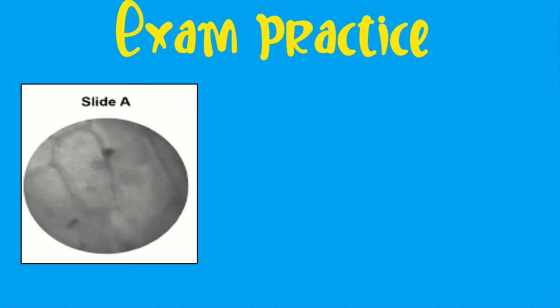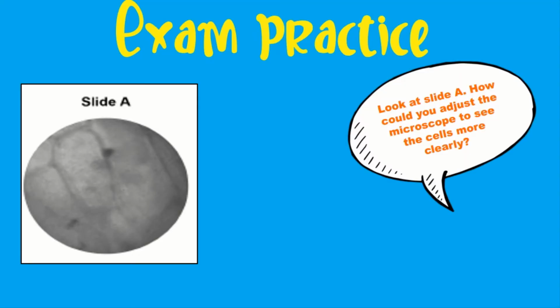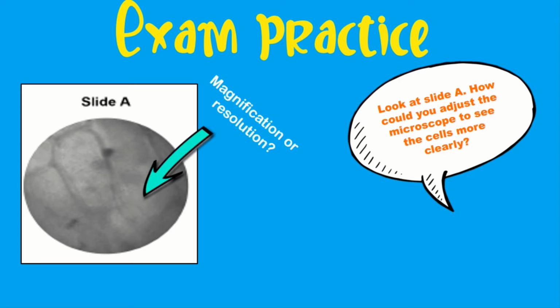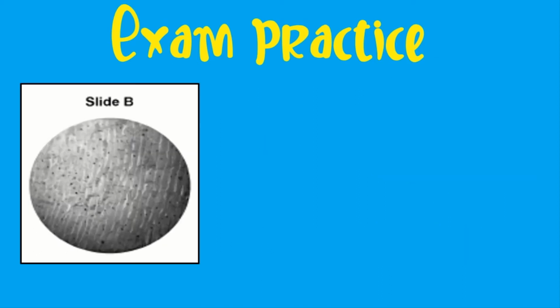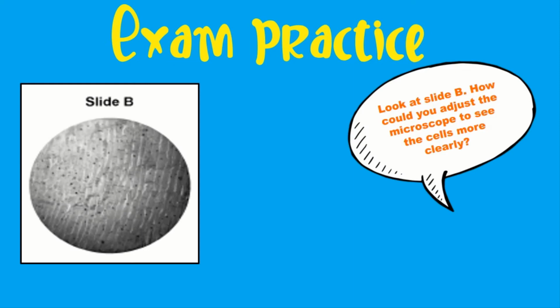Don't judge. So here's an exam question. Look at the slide. How could you adjust the microscope to see it more clearly? So I have a look and I think, is the problem the magnification, that is, it's too big or small, or the resolution, the image quality? Now in this case, the problem is the resolution. That image is big enough, I can see the outline, but it's blurry. So to improve resolution, I'm going to adjust the fine focusing dial. And there's 2 marks there potentially, one for saying it's a resolution problem and one for saying how to improve it.